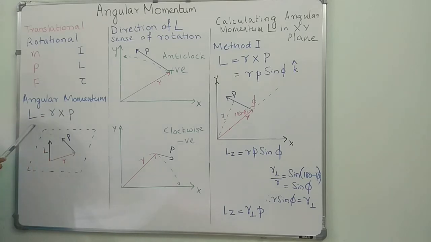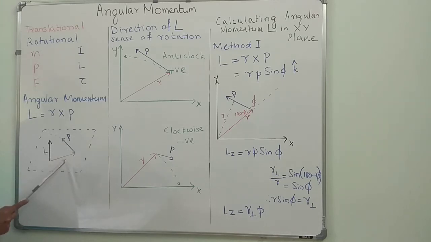Angular momentum is designated by the symbol L. L is given by R cross P. R is the position vector of the particle and P is the momentum. Now let us consider this is the position vector of the particle, R. A particle at a point. This is the point we are considering. This is the origin, and this is the position vector R. It is acted upon by a linear momentum P. P is the linear momentum acting in this direction.